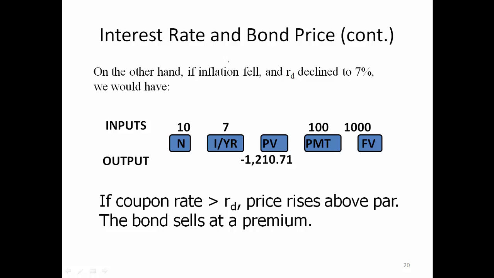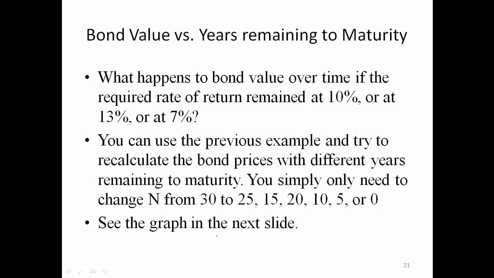On the other hand, if inflation fell and the interest rate declines to 7%, so we can use 7% as I/Y, and we calculate present value, and it turns out to be $1,210.71. So in this case, when the coupon interest rate of 10% is greater than the 7% interest rate, or say discount rate, then the price of the bond will rise above the par, and in that case the bond sells at a premium.